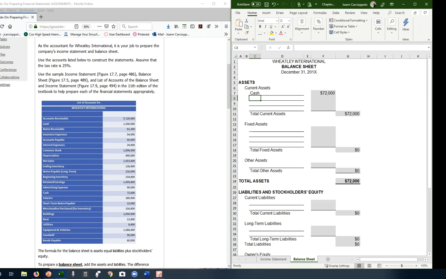The next account that's going to turn into cash quickly is accounts receivable. So here we're going to look for the accounts receivable. There it is at the very top of our list over there. So we go to our balance sheet and type in accounts receivable and then enter the dollar amount. Oops, sorry about that. 120600. All right.